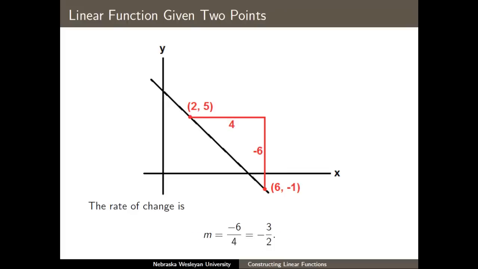So what's our net change in y? We end at y equals -1, and we began at y equals 5, so that's a net change of -6 in y. And what's our change in x? We ended at x equals 6 and began at x equals 2, and so that's a change of 4 in x. And so that gives us a slope of -6 over 4, which reduces to -3/2.